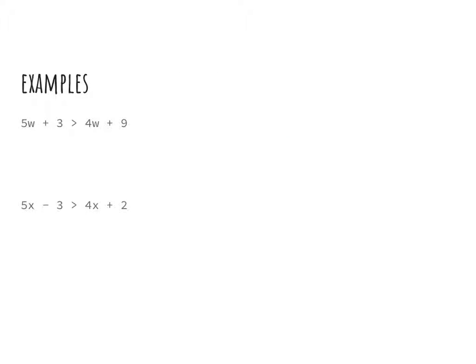So the next one here, we got 5w plus 3 is greater than 4w plus 9. Subtract 4w from both sides. I can also subtract 3 from both sides. 5w minus 4w is just 1w. Subtract 3, I get 6, so w is greater than 6.